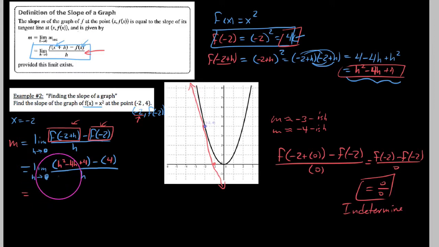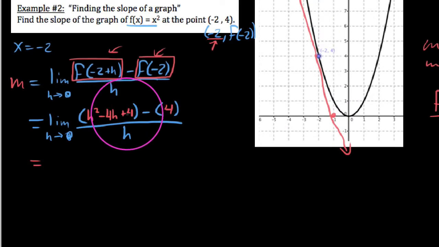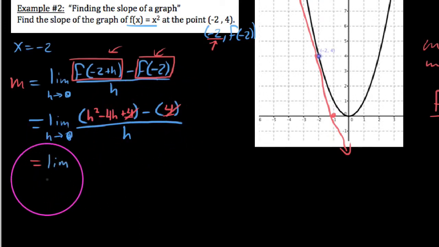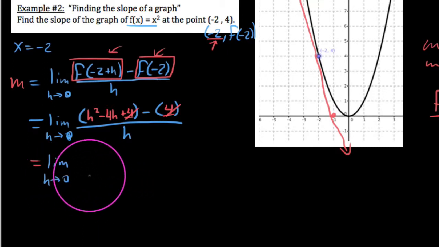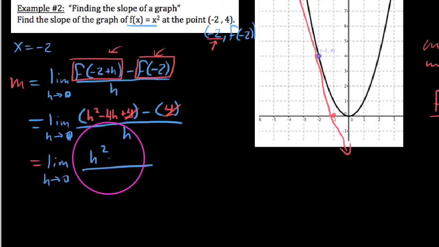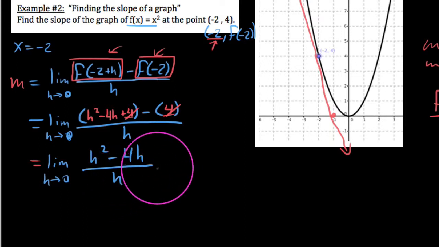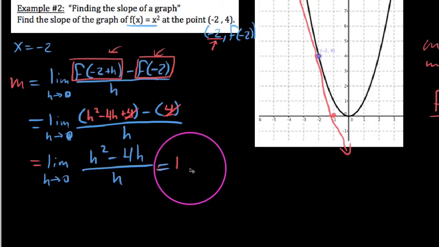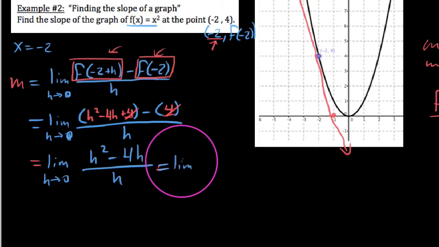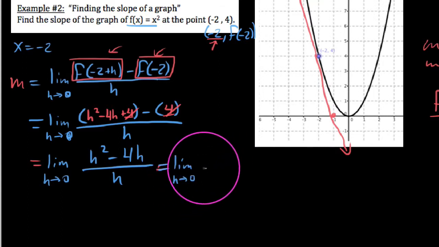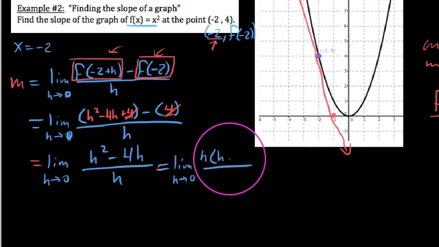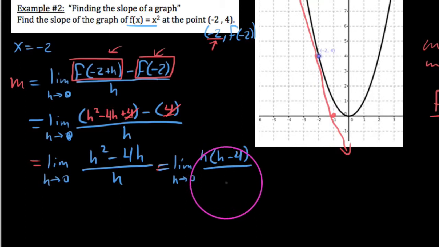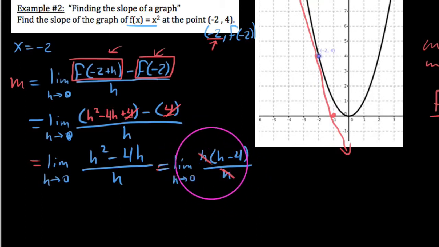So what we can do is we can manipulate this. And the first thing I want everybody to notice is that these 4's up top, they cancel out. So here's what we have left. We have the limit as h goes to 0, still haven't evaluated this yet, of h squared minus 4h all over h. And using what we call the dividing out technique here, we could see that the top has a common factor of h. So we'd say this is the limit as h goes to 0 of factoring the top and the bottom. We have h minus 4, and this is all over h, and these h's cancel out.